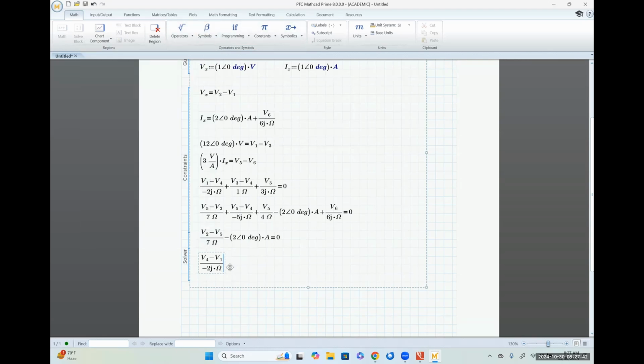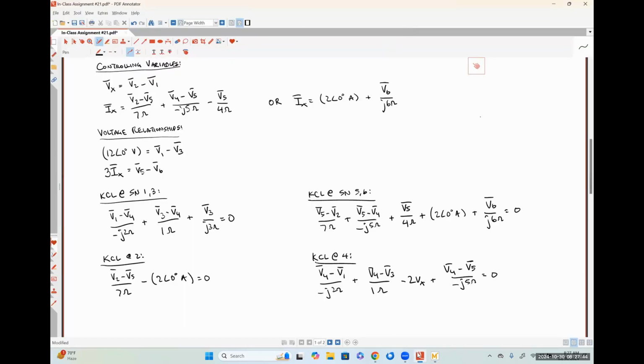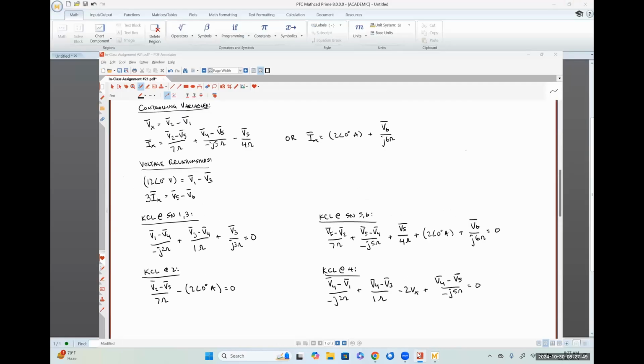All right, next term. V4 minus V3 over 1 ohm.